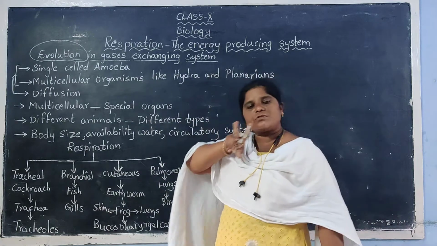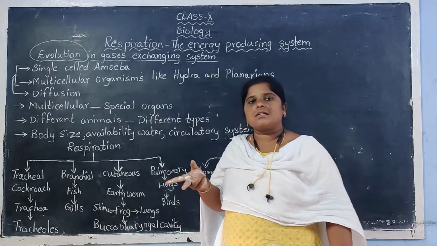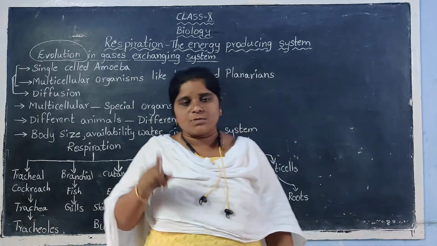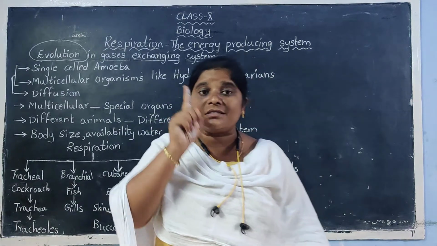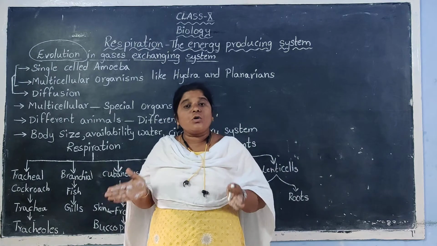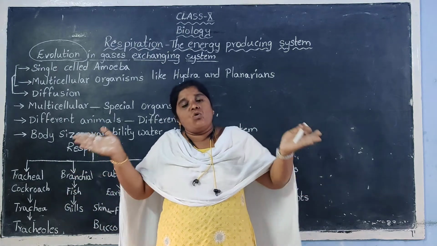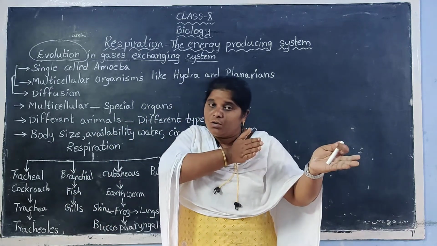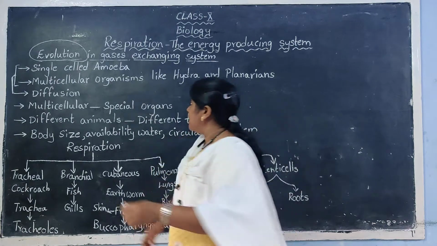So, here 2 types of organisms are there, single cell and multicellular organisms. All the organisms with one single cell are called as what? Unicellular or single cell. All the organisms who are designed with more number of cells are called as what? Unicellular or multicellular? Multicellular. Okay.